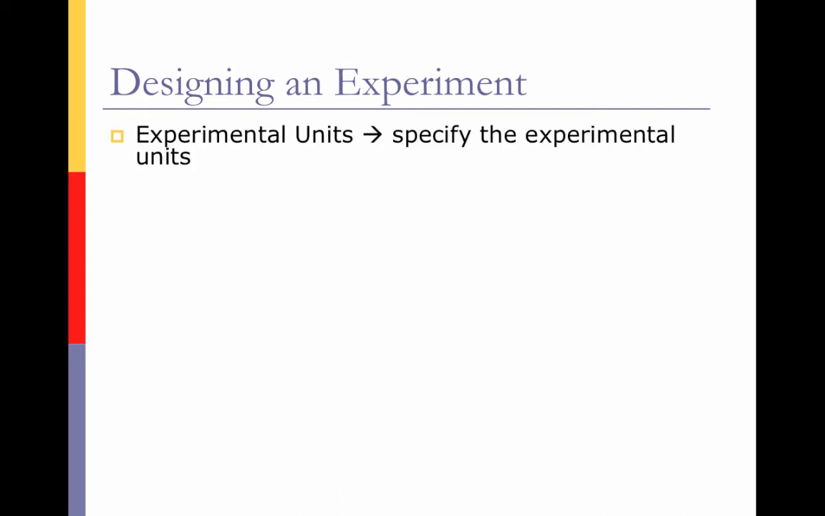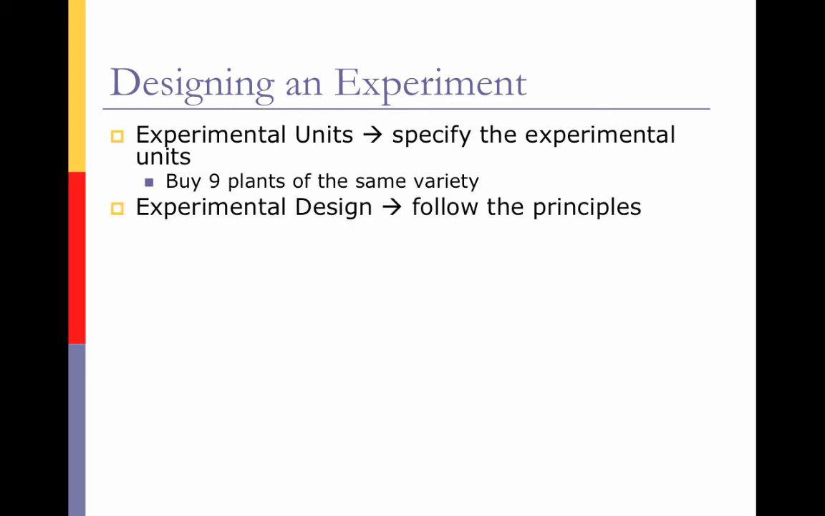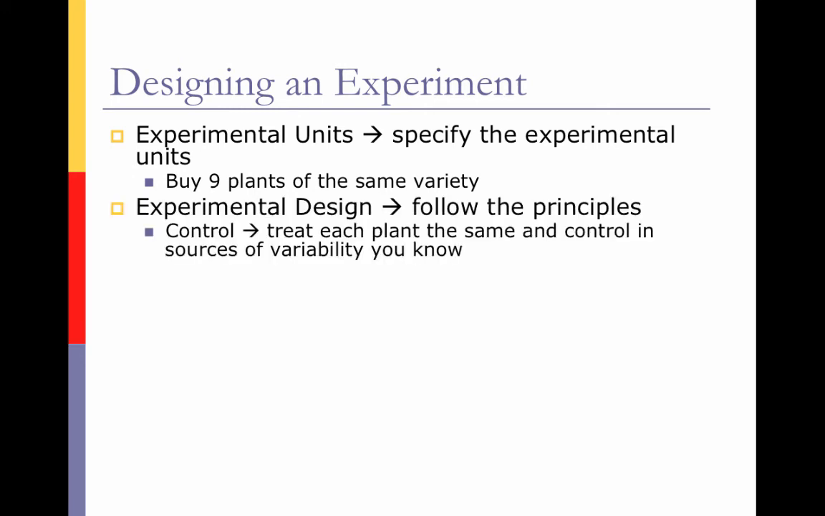Then we have to identify the experimental unit. In this case, we're going to buy 9 plants of the same variety. You don't want to buy Roma tomatoes and Big Tom tomatoes because those are going to have different flavors and we can't compare them as well. For the experimental design, we follow the principles. We're going to treat each plant the same and control the sources of known variability. So we're going to water them the same amount at the same time. We're going to keep them in an area where they get the same amount of sunlight. Maybe we'll put them in a greenhouse so that we can really control everything and there aren't any outside variables.